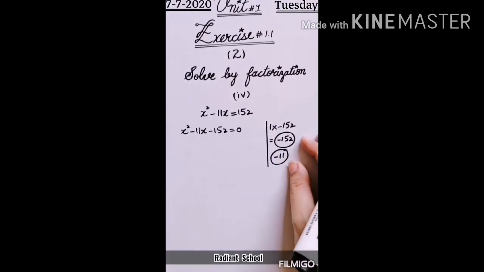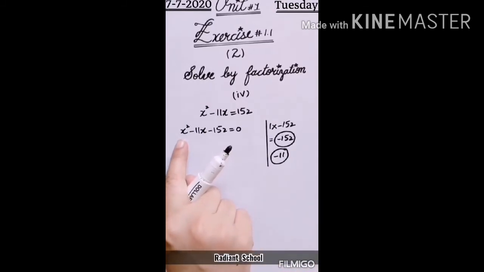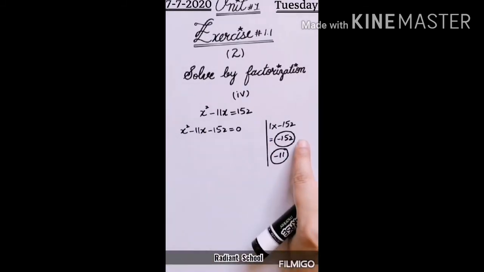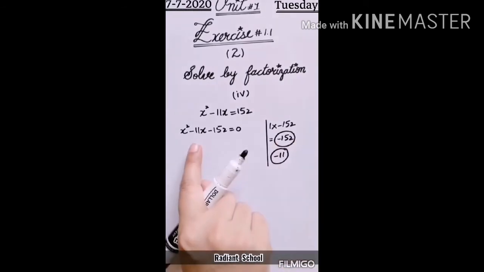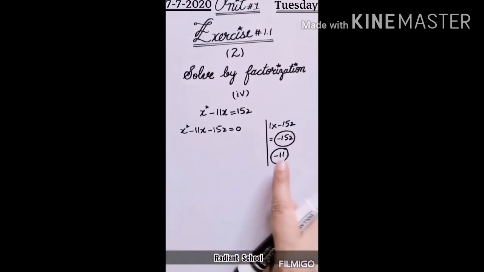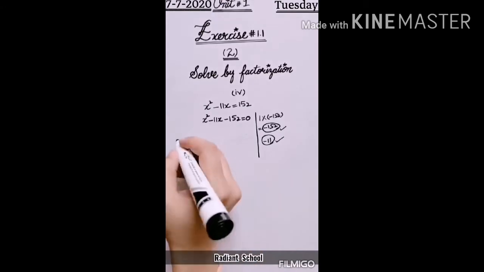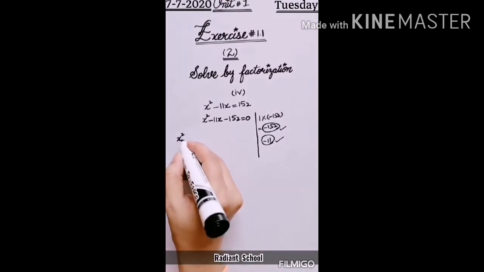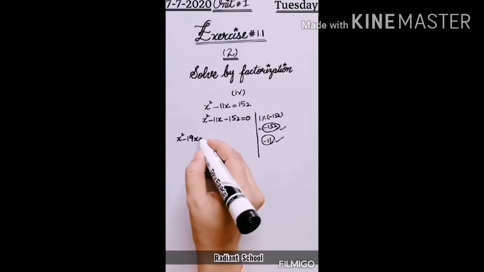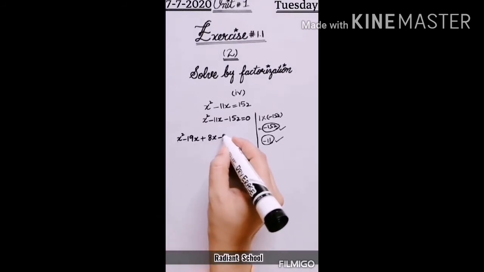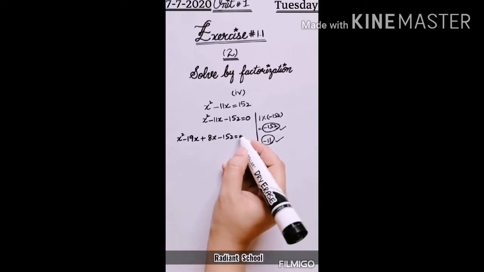We have to write these two numbers in the rough work. Now we have to select two such numbers that when we add or subtract them, we get minus 11, and when we multiply them, we must get minus 152. So students, let's take the two numbers: x square minus 19x plus 8x minus 152 is equal to 0.